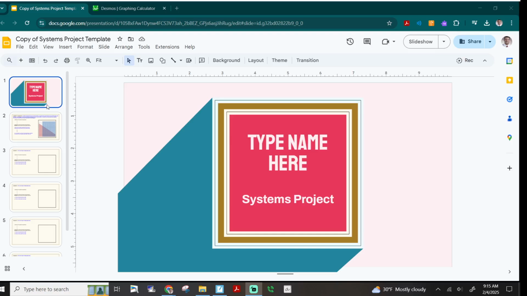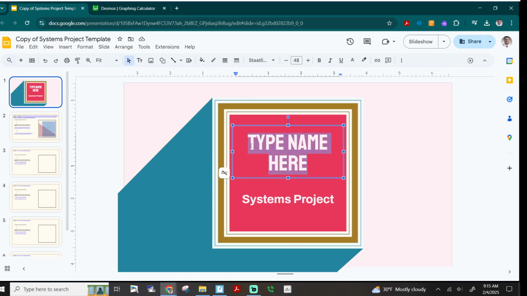Algebra 1. This is Mr. Tokar going over the project. First things first, go to the Google Classroom and open up your template. First things first, write your name. If you don't write your name, you get a 0. Sorry, bye-bye. Right here, click, delete, type in your name.